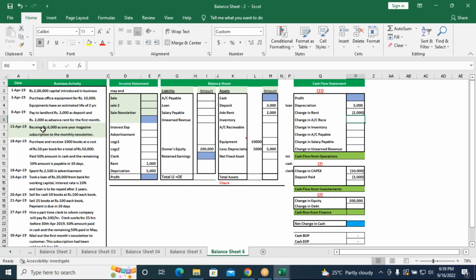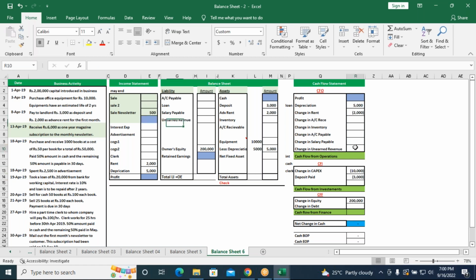So amount is going out from me. Received rupees 6,000 as 1 year magazine subscription. Yesterday I explained what this magazine subscription is all about. So it is equal to 6,000. The subscription is being taken for one whole financial year, but here we are going to show the balance sheet for one particular month. So it will be divided by 12, which will be 500. For 1 month it is 500 rupees.